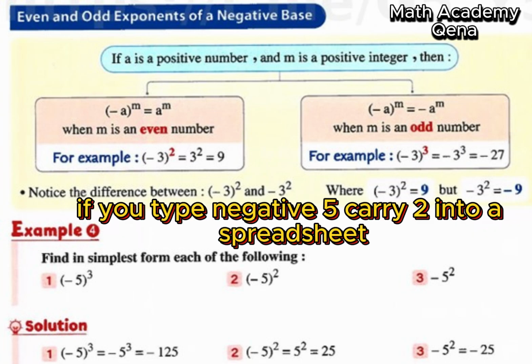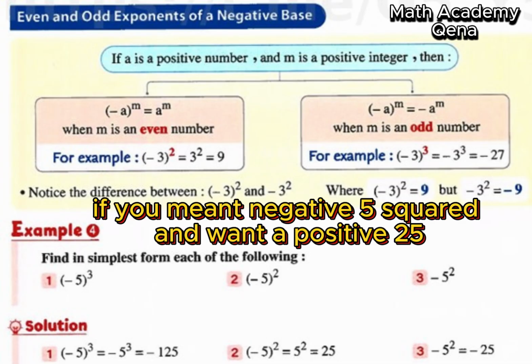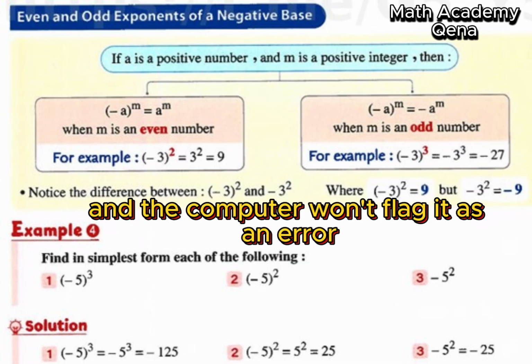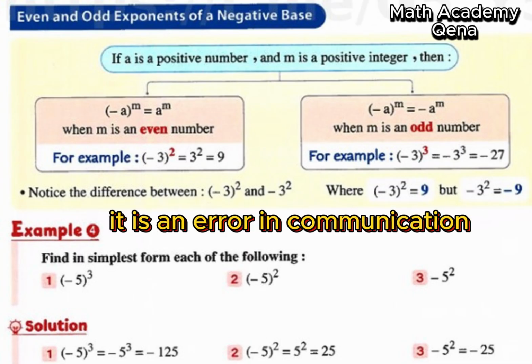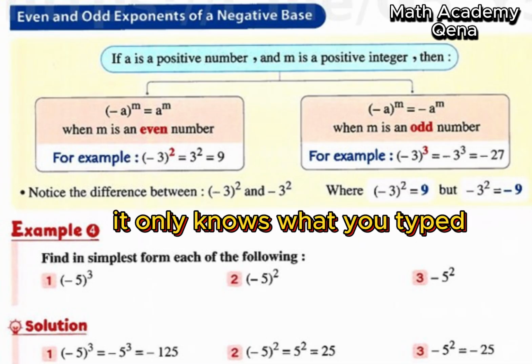Rigidly. If you type -5 caret 2 into a spreadsheet, it'll give you -25. Every time. If you meant -5 squared and wanted +25, but you didn't type the parentheses, your data is just corrupted. And the computer won't flag it as an error. No, because it isn't an error in calculation. It is an error in communication. The computer isn't smart enough to know what you meant. It only knows what you typed.